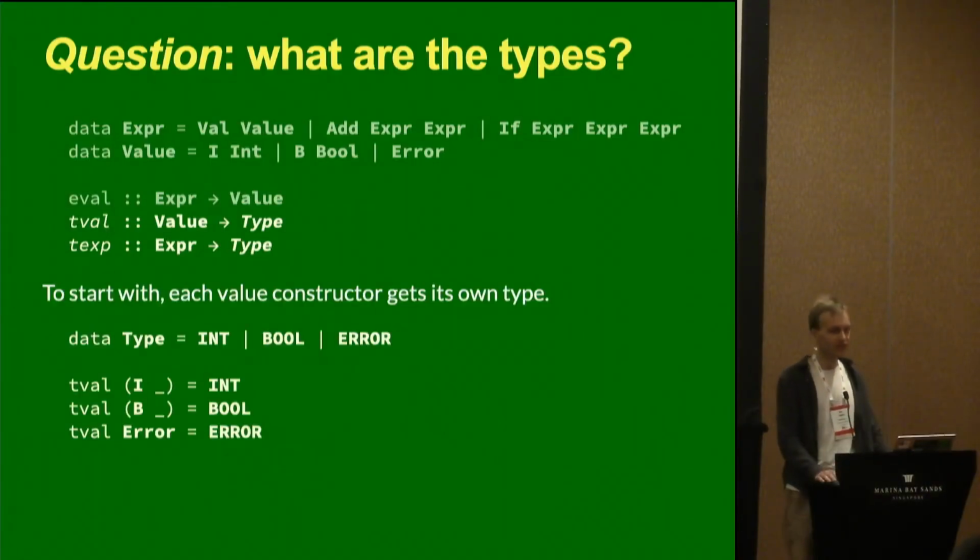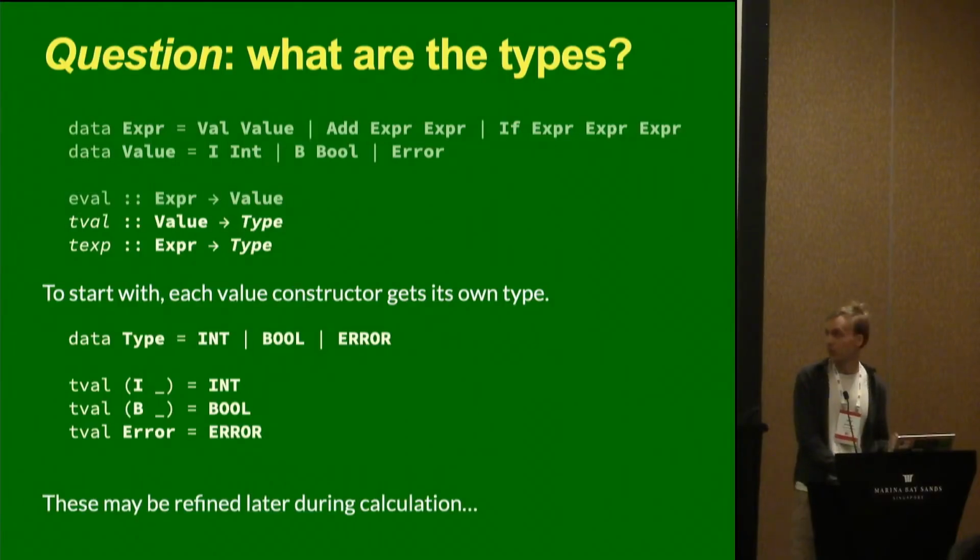Quite a natural thing to do is to just say that each value constructor gets its own type. So here we're going to have integers, booleans, and this error type. And then this gives, again, a very natural definition for our tval function. It's worth noting that you can actually calculate these things as well. I'm going to skip over those details, though, because it's kind of boring and obvious. But it is also worth noting that we can, if we need to, refine these later during the calculation. So this is sort of just a starting point.